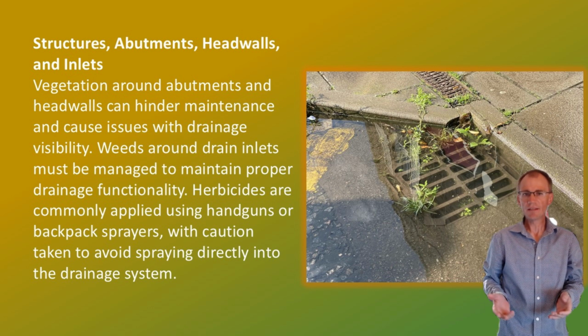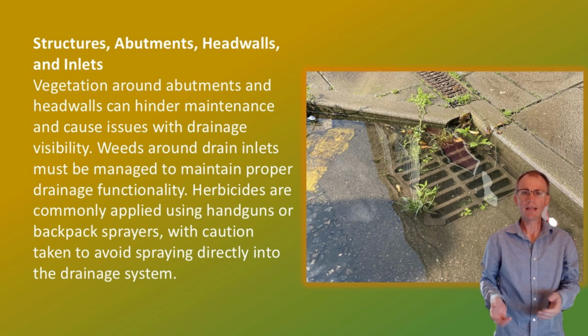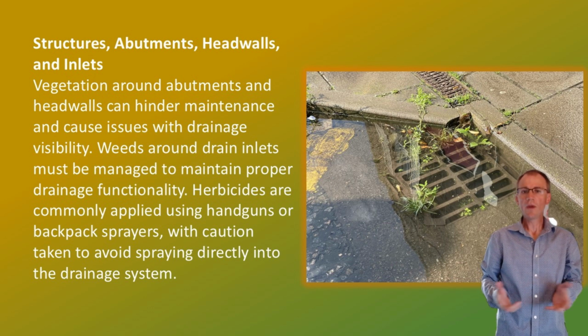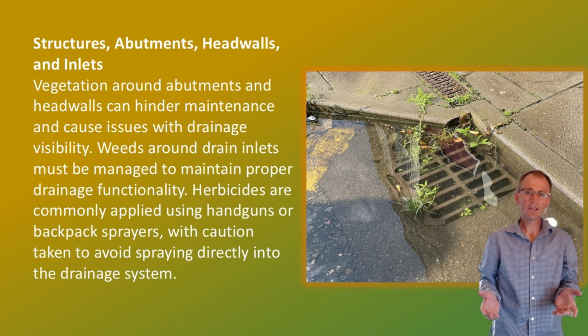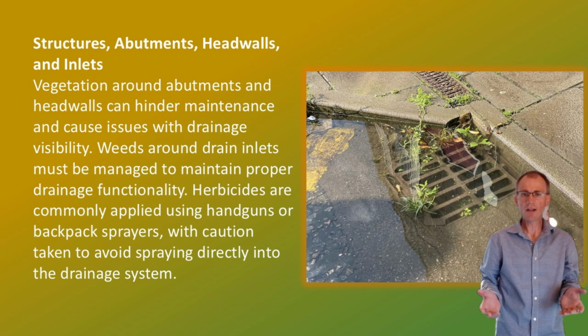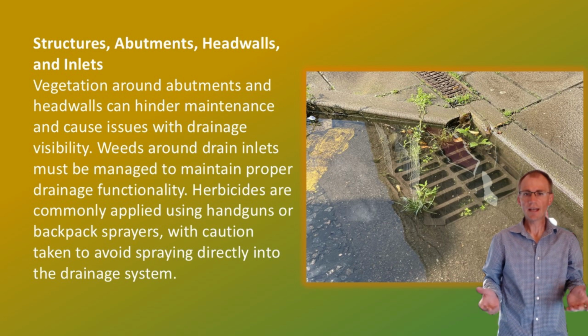Vegetation around abutments and headwalls can hinder maintenance and cause issues with drainage visibility. Weeds around drain inlets must be managed to maintain proper drainage functionality. Herbicides are commonly applied using handguns or backpack sprayers, with caution taken to avoid spraying directly into the drainage system.